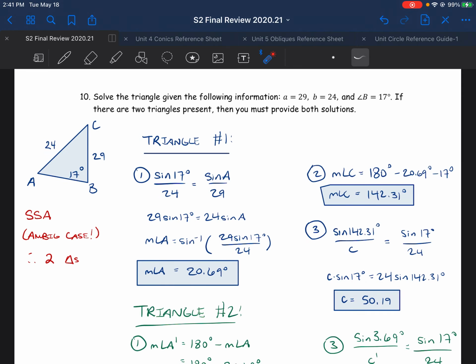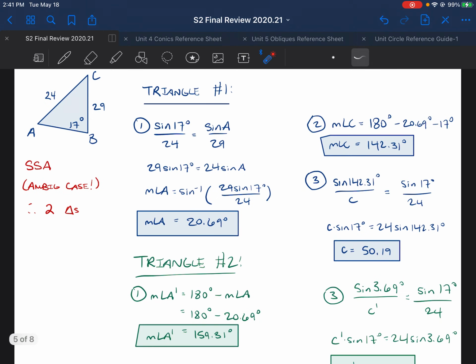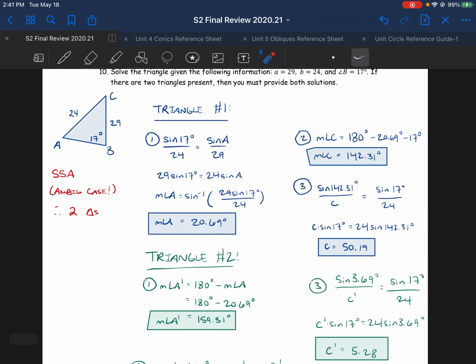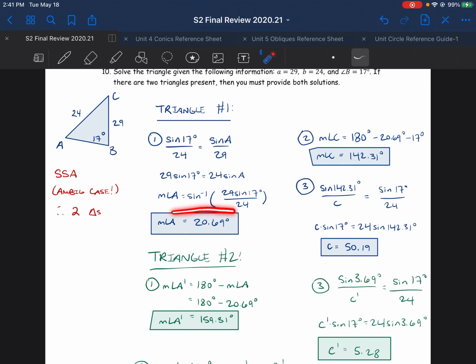Now we have to find triangle number 2. And this is something that everyone just has to remember. For triangle 2, you take the very first angle that you solved for in triangle 1, and in triangle 1 we had to solve for angle A first. We had no other option. So you take that angle, in this case angle A, and the new angle A, or angle A prime for triangle number 2, is going to be 180 degrees minus the old angle A. So 180 degrees minus 20.69 degrees is going to give us the new angle A prime, which is 159.31.